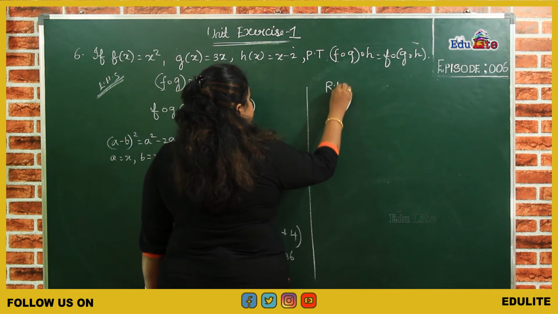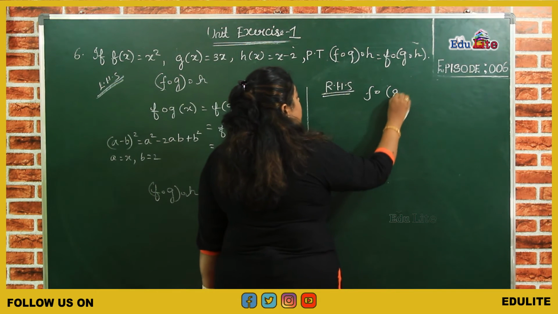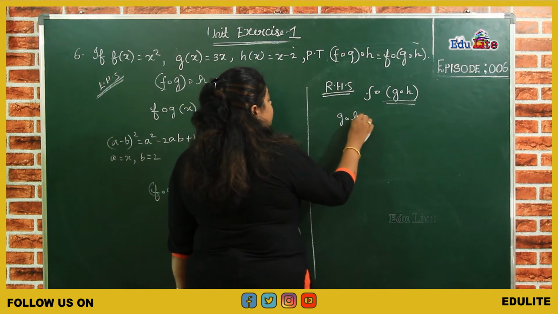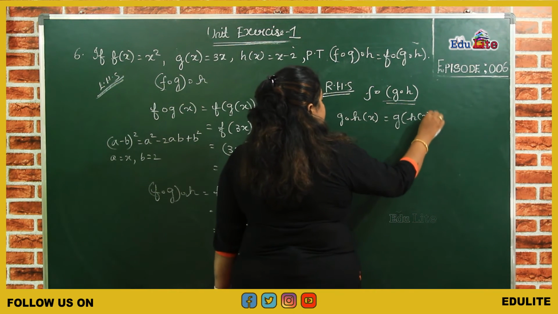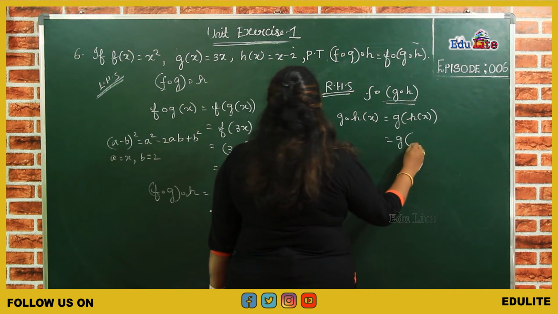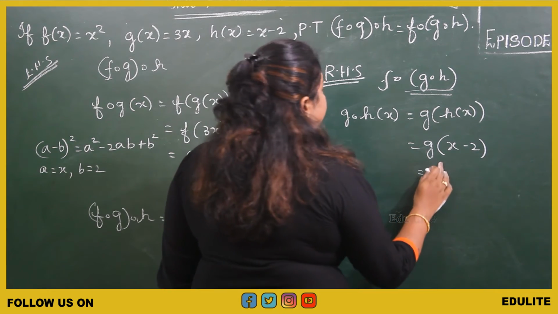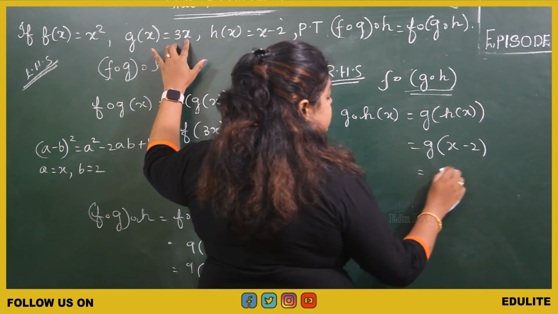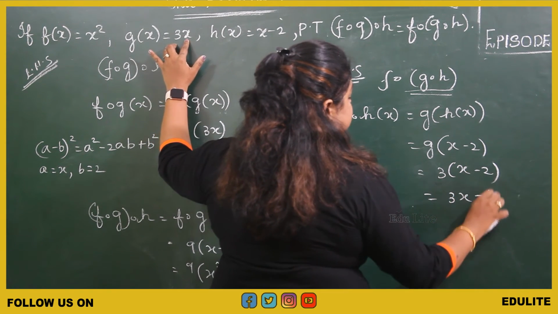Next, the right hand side, f composite g composite h. First we have to find g composite h of x. It can be written as g of h of x, where h of x is x minus 2. Next we have to use the function g, which is 3x. Instead of x we have to substitute x minus 2. 3 into x minus 2 is 3x minus 6.